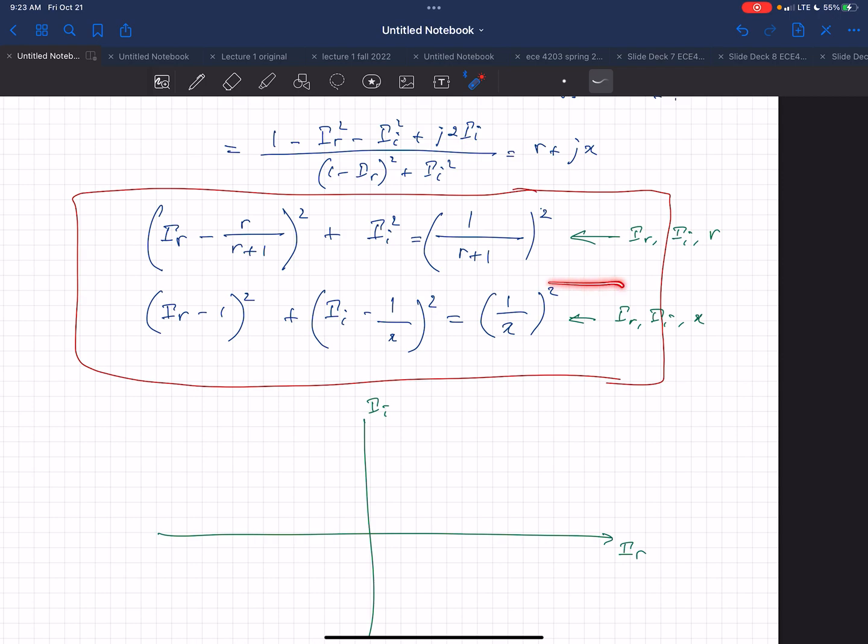And if I draw this guy as a circle on the same plane, on this axis the center of the circle is at 1, plus 1. And along the imaginary axis, the center of the circle is at 1 over x. And the radius is 1 over x. So I have two circles on the reflection coefficient plane. One of them is a function of the real part of the impedance, and the other is a function of the imaginary part of the impedance.